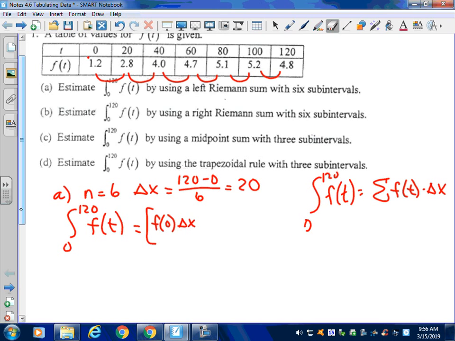Tell you what, I want to do this a different way. I'll show you a different way. Let's put delta x on the outside. Let me explain why. If I'm multiplying every one of them by delta x, I could just do that at the end, right?